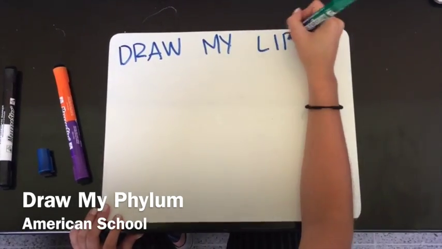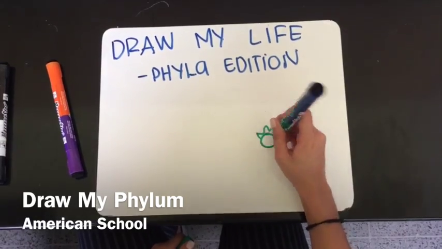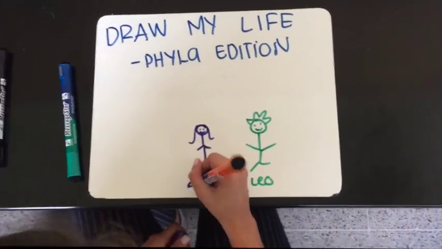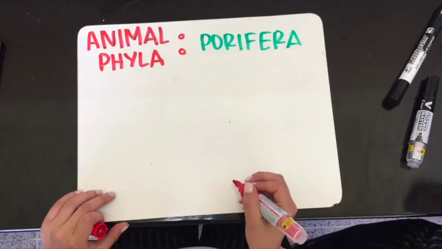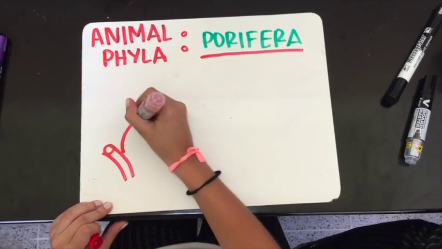This Draw My Life is going to briefly show you the evolution of the animal phyla. It means it will start from when they were the simplest kind of animal and evolved over time to a more complex one. We're going to start with the animal phyla Porifera, also known as sponges.